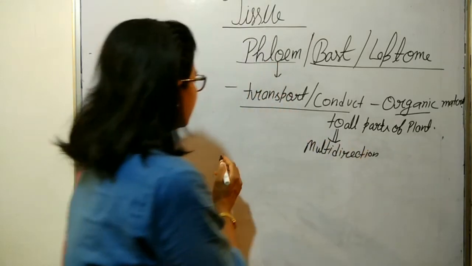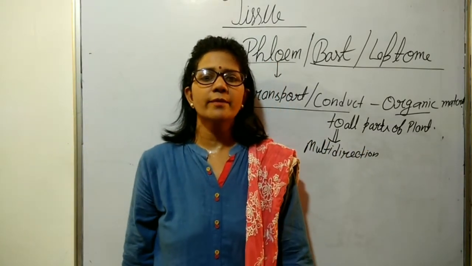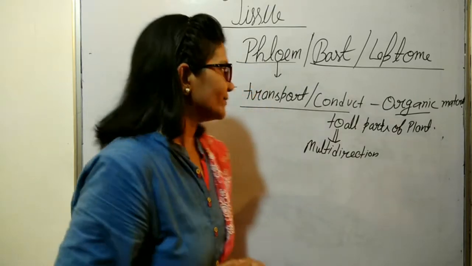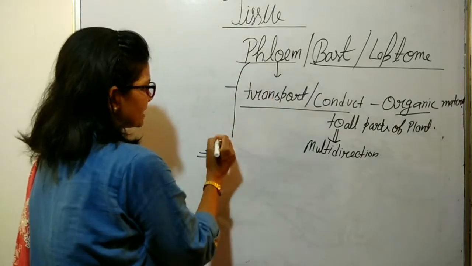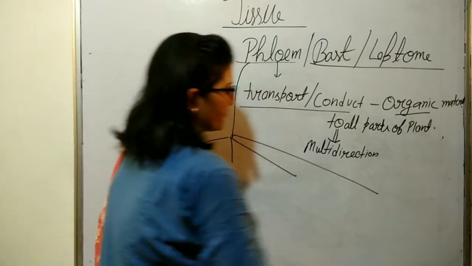Then the next one is about the components of the phloem. These are again what it is made up of. It is of four types.